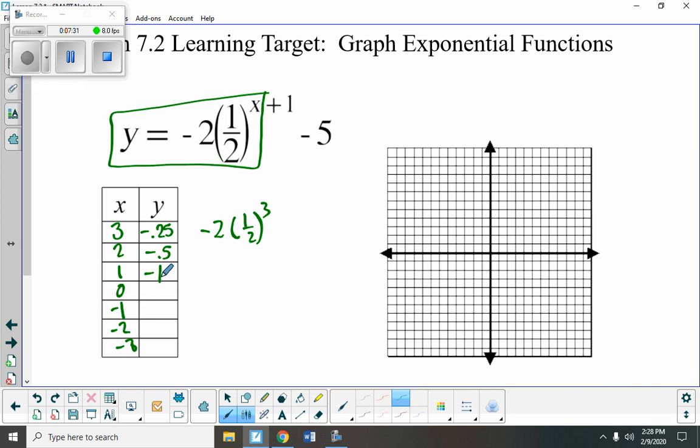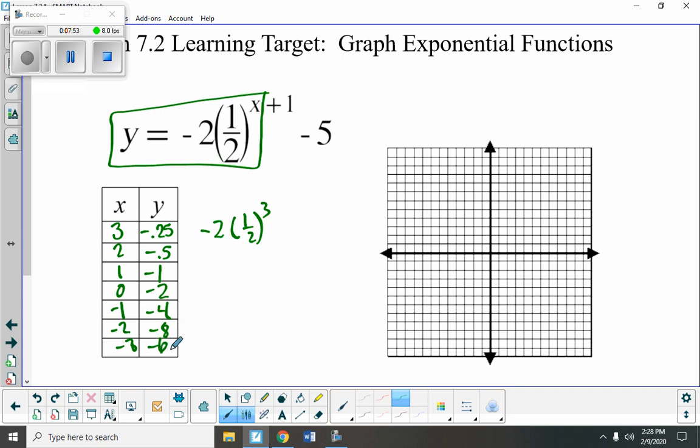substitute in 1, negative 1, substitute in 0. Remember, anything to the 0 power is 1, so then that's times the negative 2. Substitute in a negative 1. We have negative 4, almost done here. Negative 2, we have negative 8. When we substitute in negative 3, we get negative 16.